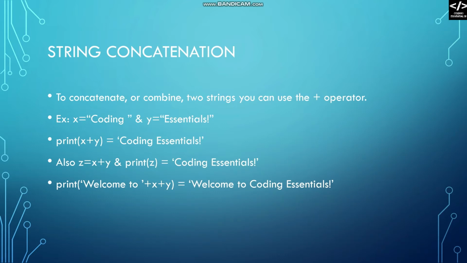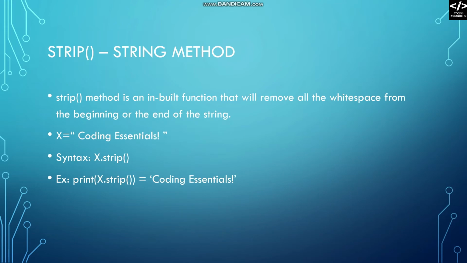Okay, so now comes the strip method. It is the first string method. The strip method is an inbuilt function that will remove all the white spaces from the beginning or the end of the string, leaving untouched the white space in between two words inside the string.